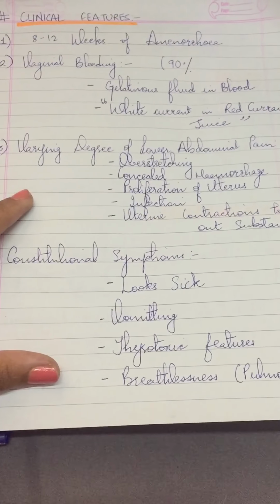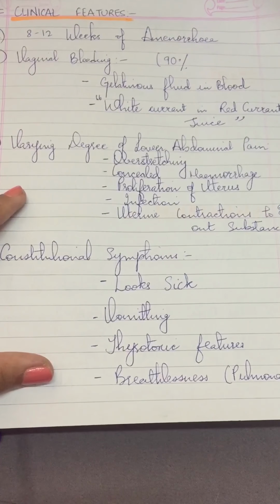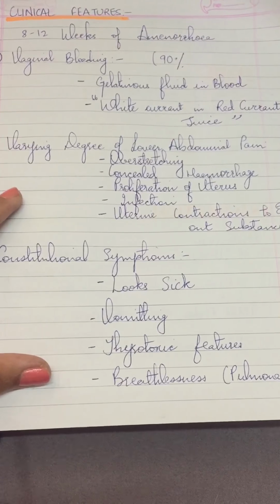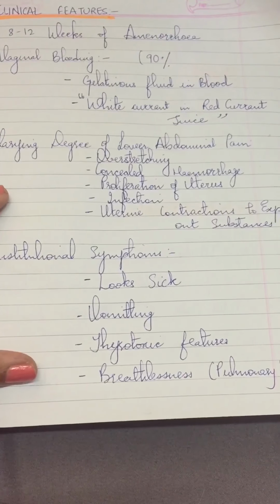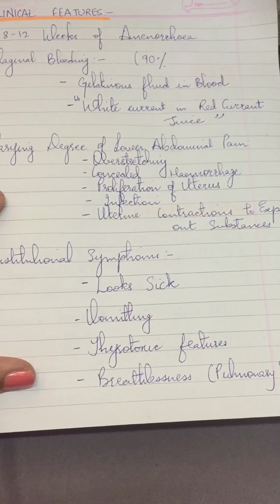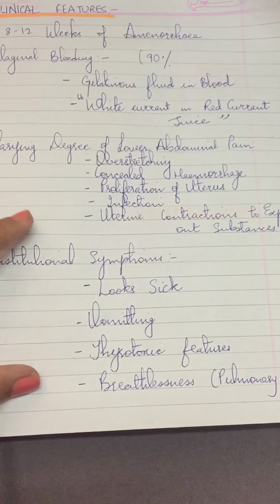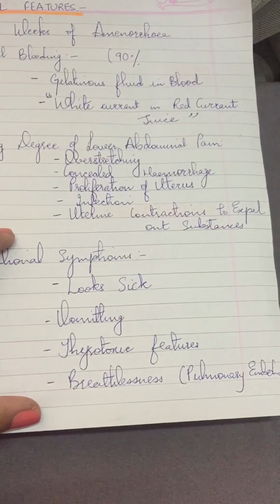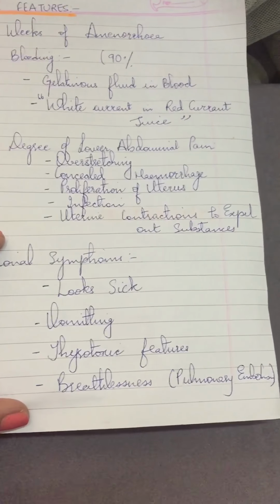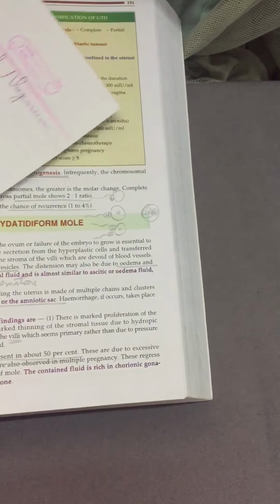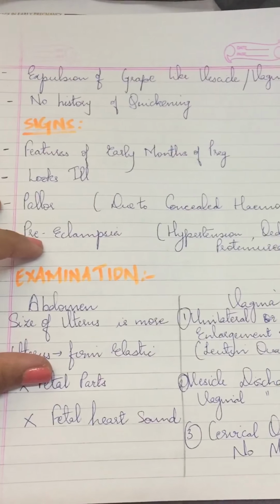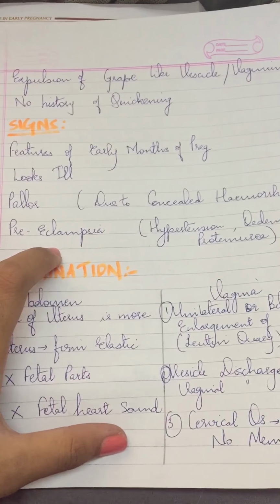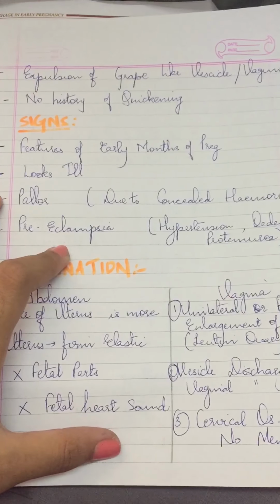Now constitutional symptoms. The patient would look sick, vomiting to the extent of hyperemesis in 15% of cases, thyrotoxic features like tachycardia, breathlessness due to pulmonary embolism. Now expulsion of grape-like vesicles per vaginum, and there will be no history of quickening.